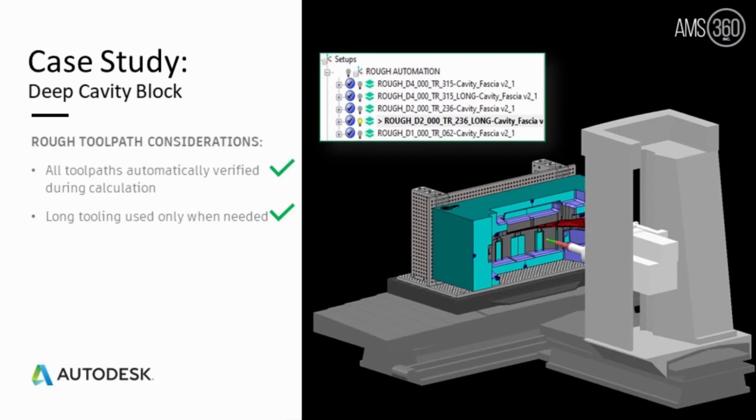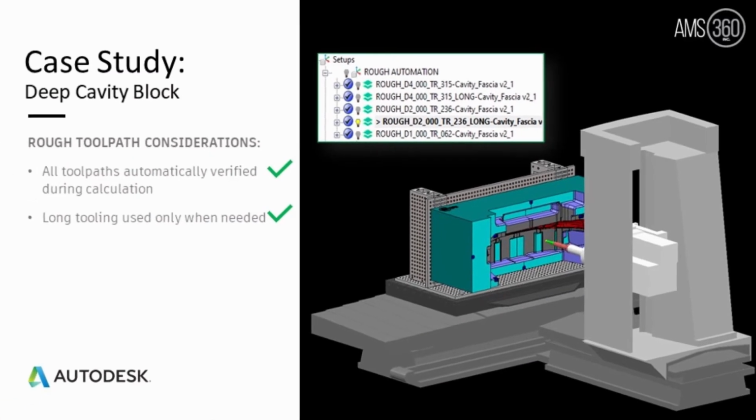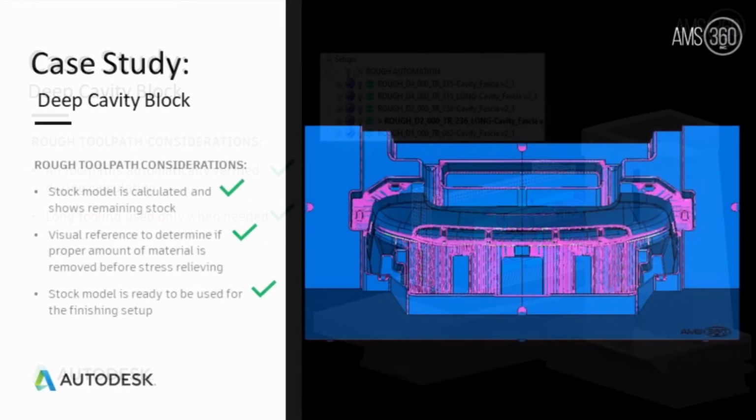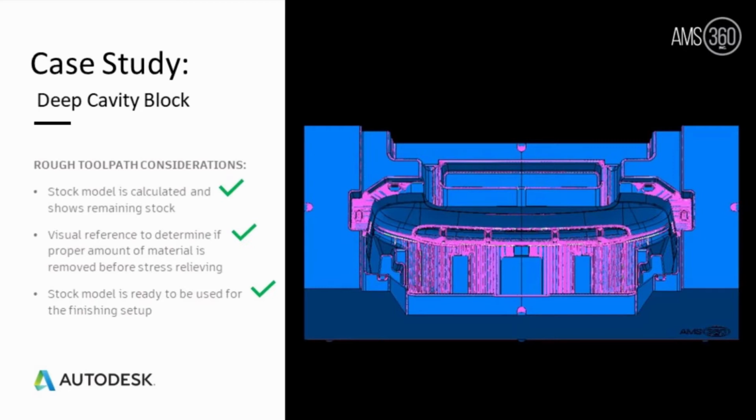Okay, so let's look at what we've just seen in PowerMill. All our roughing toolpaths are calculated, showing blue safety lights, which is telling us that these are gouge and collision free. This stock model is also now ready to be used for our finishing setup. Now that we're happy with our roughing, let's go take a look at what our assembly looks like.